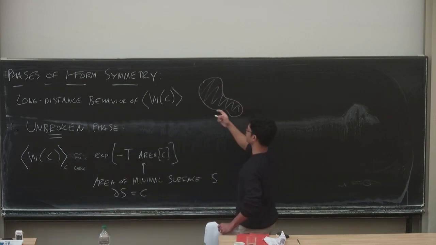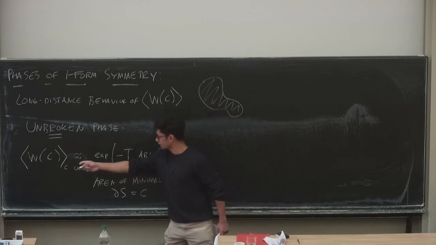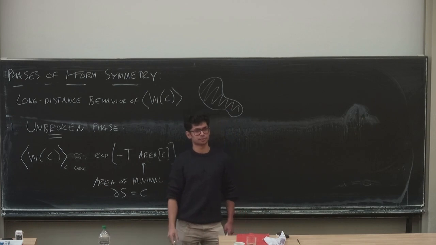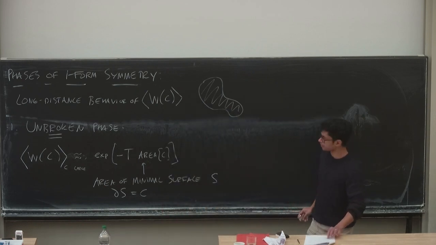You look at the minimal surface that fills this in. This minimal surface has an area. This expectation value goes like the area. Okay? Now, there are a few things that I want to say about this.